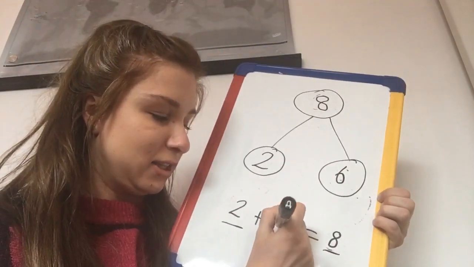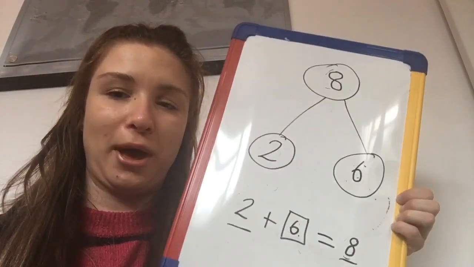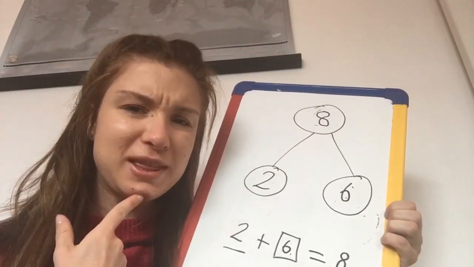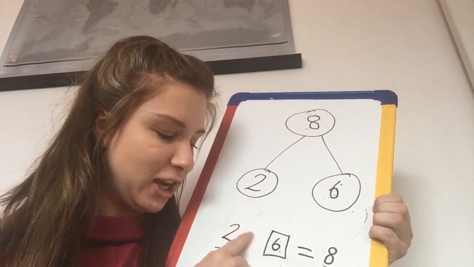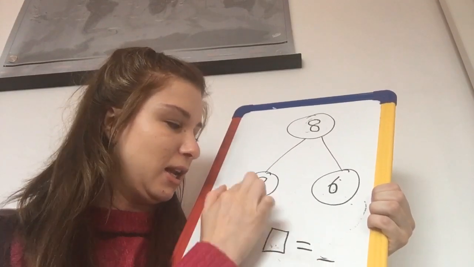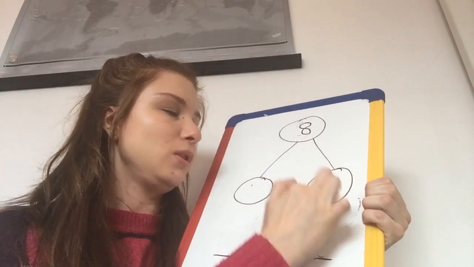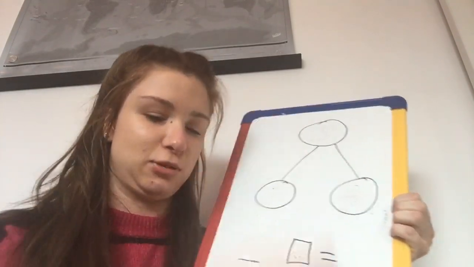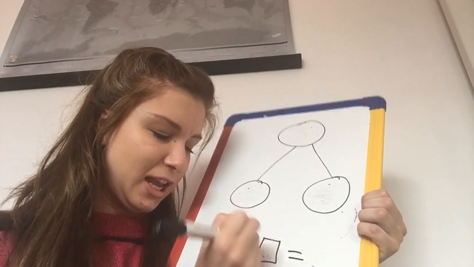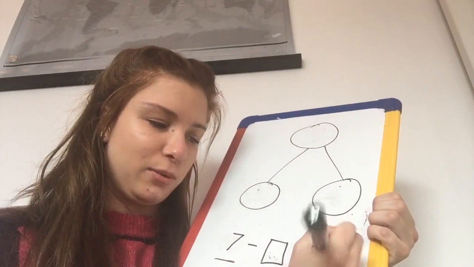So our missing number is 6, which means our 6 needs to go into the box. Good. So what do we think happens if we change this to a takeaway? Let's have a go, because I think it might change a little bit how we do it. What do you think? What about if we have 7 take away something equals 3?